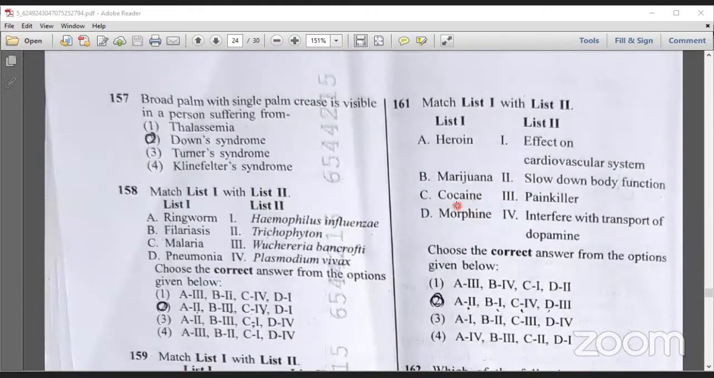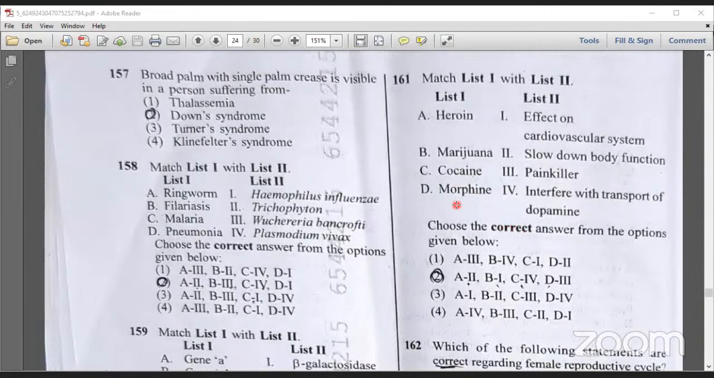And 161, we are supposed to match the drugs with their effects. Heroin is responsible for slowing down body function. Marijuana affects the cardiovascular system. Cocaine interferes with the transport of dopamine. Morphine is used as a painkiller.